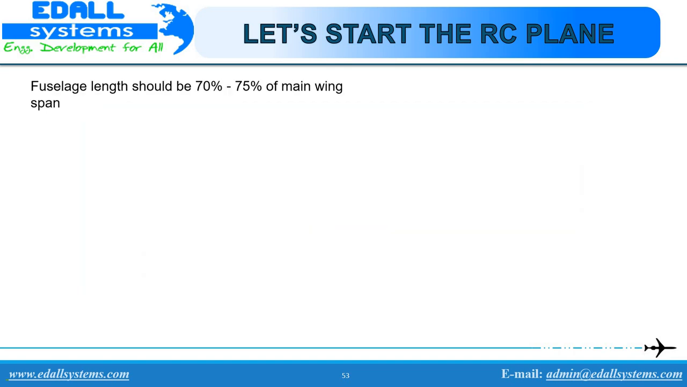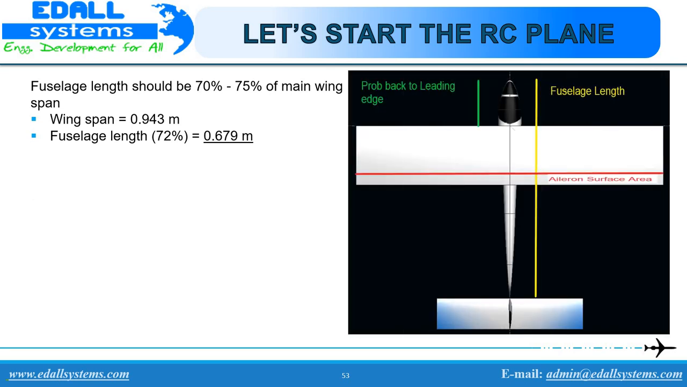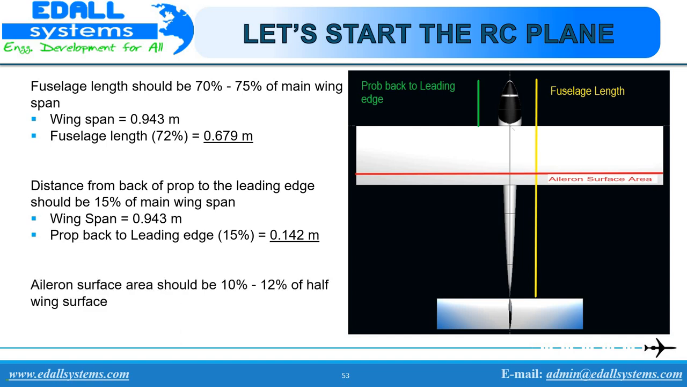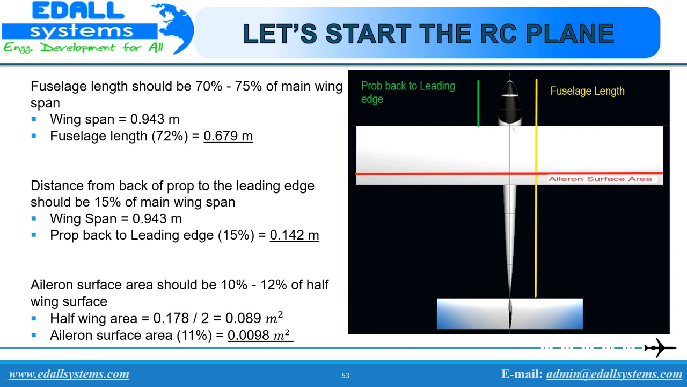Fuselage length should be 70% to 75% of the main wing span. Hence, we get 72%, so fuselage length is equal to 0.679 meter. Distance from back of prop to leading edge should be 15% of main wing span. Hence, we get 15% of prop back to leading edge is equal to 0.142 meter. Aileron surface area should be 10% to 12% of half of the wing surface. Hence, we get aileron surface area as 11%, which is equal to 0.0098 meter square.